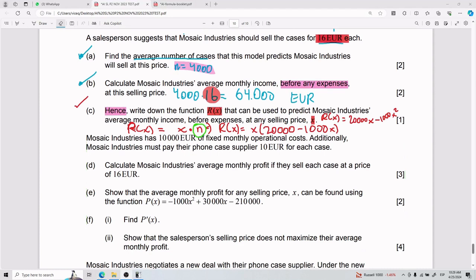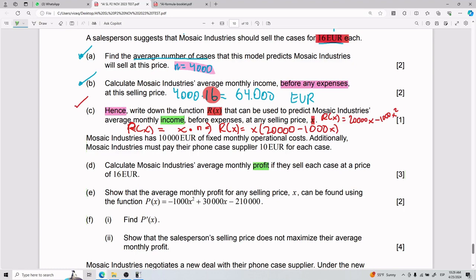Now it starts getting a little bit more nasty. Now it's the part where you say, okay, yeah, paper 2 is crazy, what is going on? Here they start telling us that Mosaic Industries has 10,000 euros of fixed operational monthly costs. Additionally, Mosaic Industries must pay their phone case supplier 10 euros for each case. And so when you calculate Mosaic Industries' average monthly profit, notice how now we're talking about profit and not income like before. Now we're talking about profit if they sell each case at a price of 16 euros.